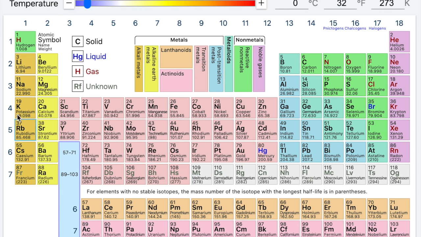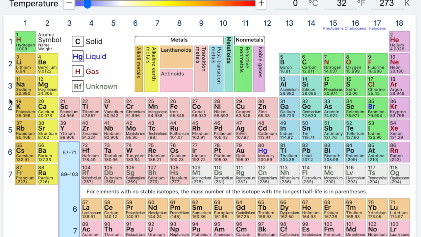So we see the trend that as we move down the periodic table, we have a greater or a bigger atomic radius. Okay, and the reason for that is because as we go down, there are more and more energy levels, which expands out the radius of the actual atom.